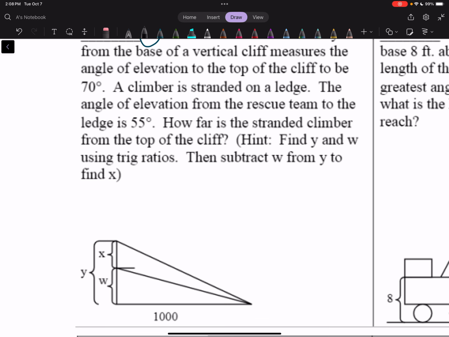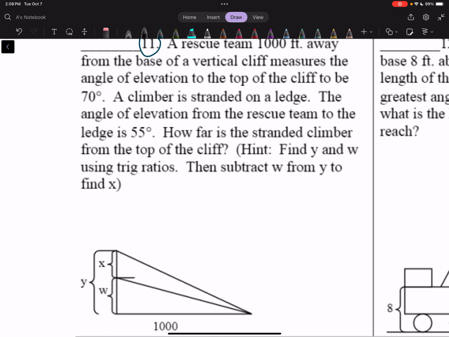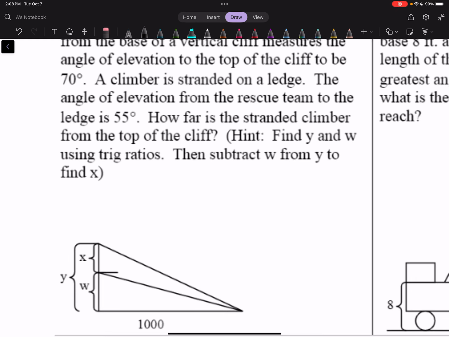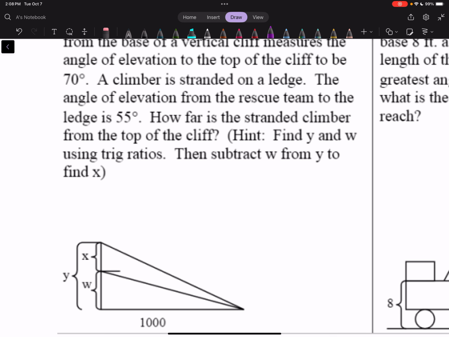You can read all that if you want. I'm going to pull out the important information. From the top of this cliff to the bottom is an angle of elevation of 70 degrees. So this entire angle is 70 degrees. To this smaller ledge of the cliff is 55 degrees.